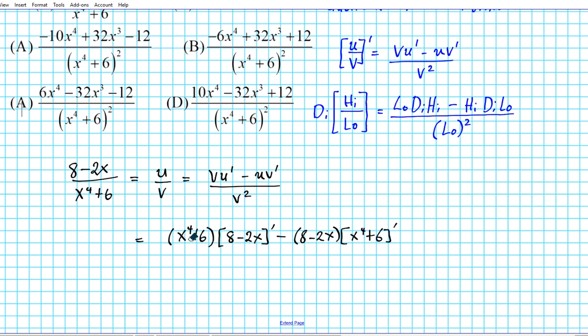Alright, so that's vu' minus uv' divided by v squared, which is (x^4 + 6) squared. Okay, now this is a big trap for the quotient rule, a big mistake most students make. You see this minus right here? Look at that as a caution sign. You have to proceed with care when you're dealing with minus, alright?